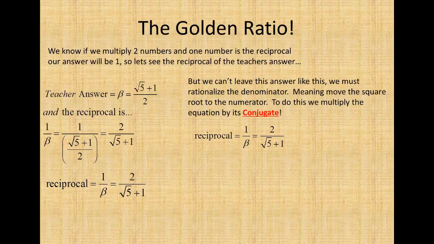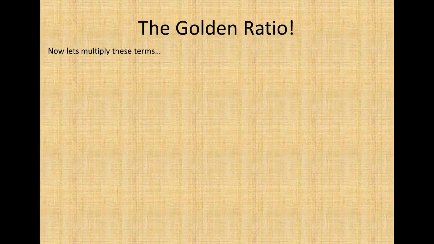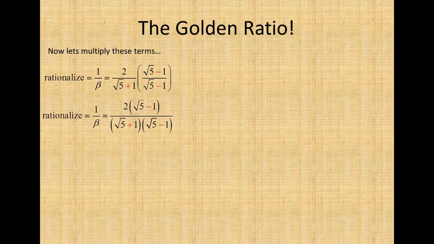So to get the conjugate, we just change the plus sign to a minus and multiply, which is 2 divided by the square root of 5 plus 1 multiplied by square root of 5 minus 1 divided by the square root of 5 minus 1. And when we multiply these out, let's continue. We get 2 times the square root of 5 minus 1 in the numerator, and in the denominator we get square root of 5 plus 1 times square root of 5 minus 1.